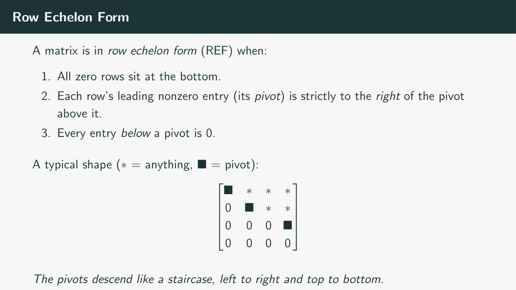Look at the shape on the slide. The pivots, marked as solid squares, step down and to the right like a staircase, and underneath each pivot there is nothing but zeros. The stars stand for entries we do not care about, they can be anything. This staircase structure is what makes the system easy to solve, because the bottom rows involve the fewest unknowns. We reach this form by using the lowest pivot to clear out everything beneath it, then moving up and to the left one column at a time.